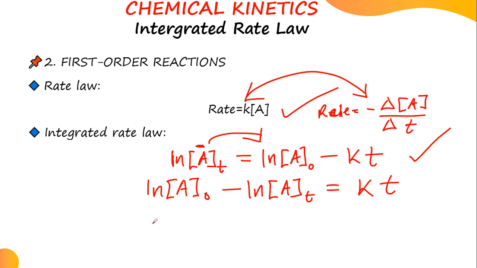So here, what will happen? Your ln will be like this. Then you're going to have this. It's going to change into division because of the subtraction. So it can also be written like this.